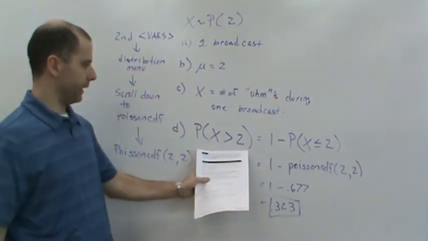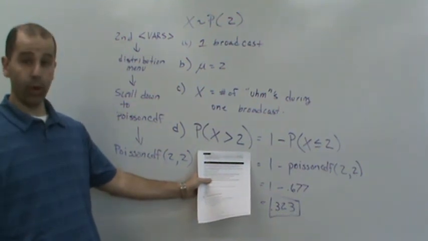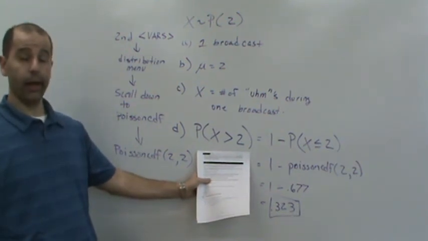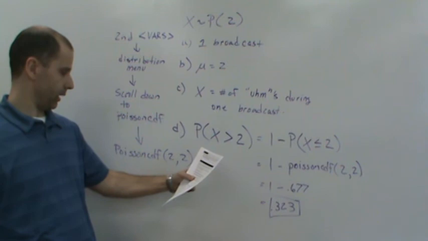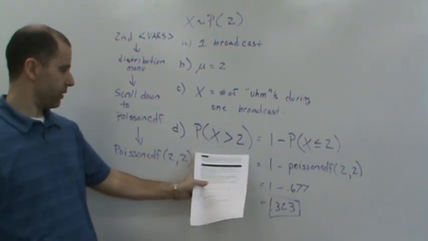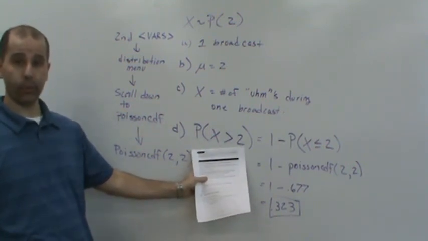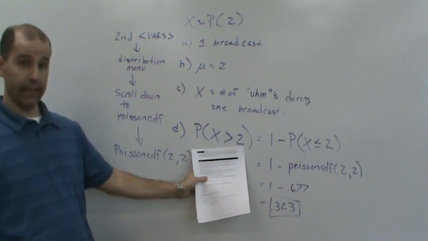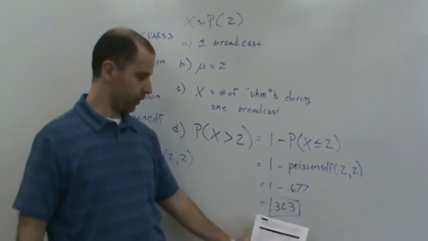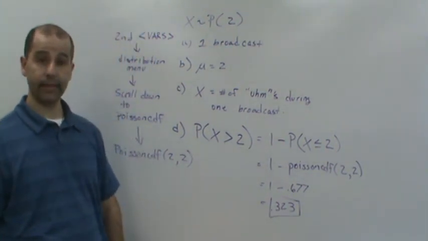So the probability that we get more than 2, what are we counting again? "Ums," right? So the probability that the reporter says more than 2 "ums" within one broadcast is 0.323. And that's it.